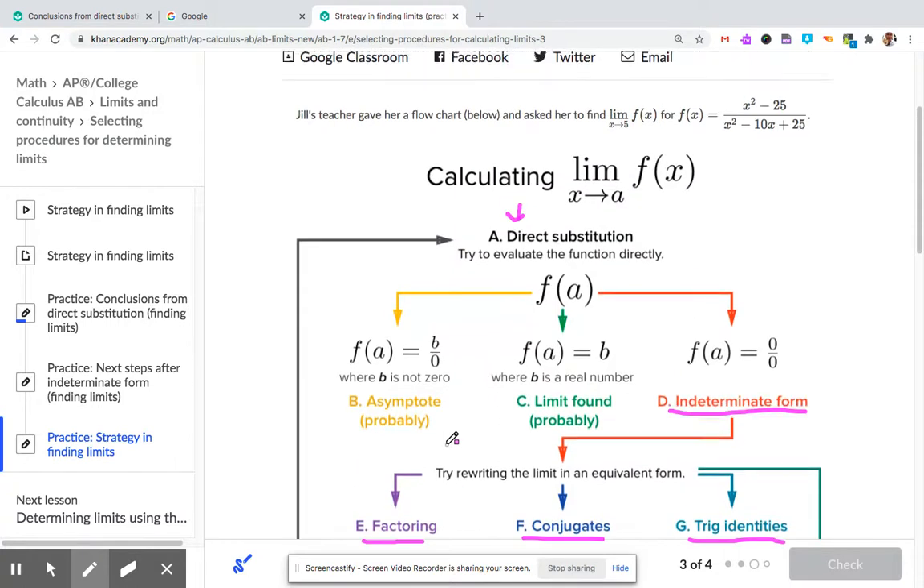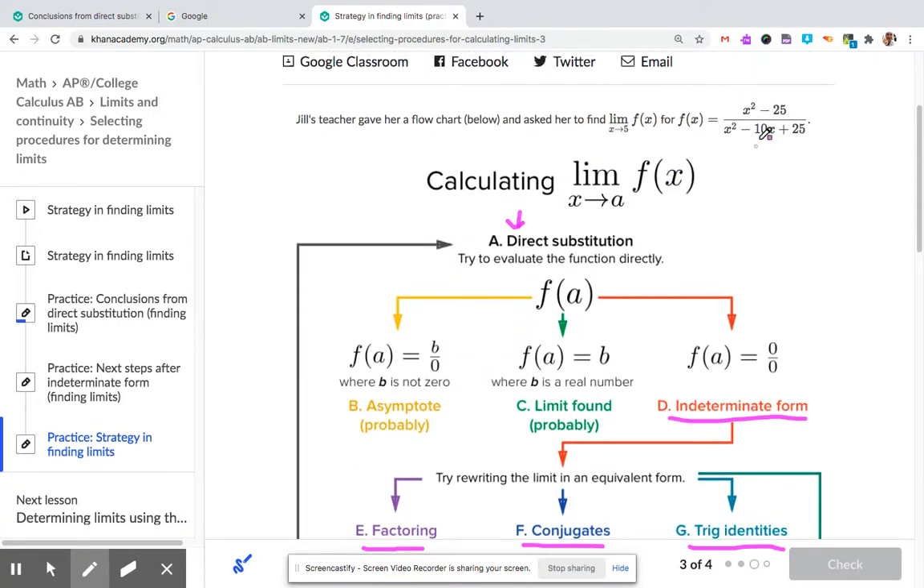So what would we do here? The first thing we would do is plug in the value. So they actually want us to plug in the value here. We're going to 5. So that would be 5 squared minus 25 over 5 squared minus 10 times 5 plus 25. I can already see this is a difference of squares and the bottom looks like a trinomial, which is like a binomial squared. But let's go ahead and just finish it off.